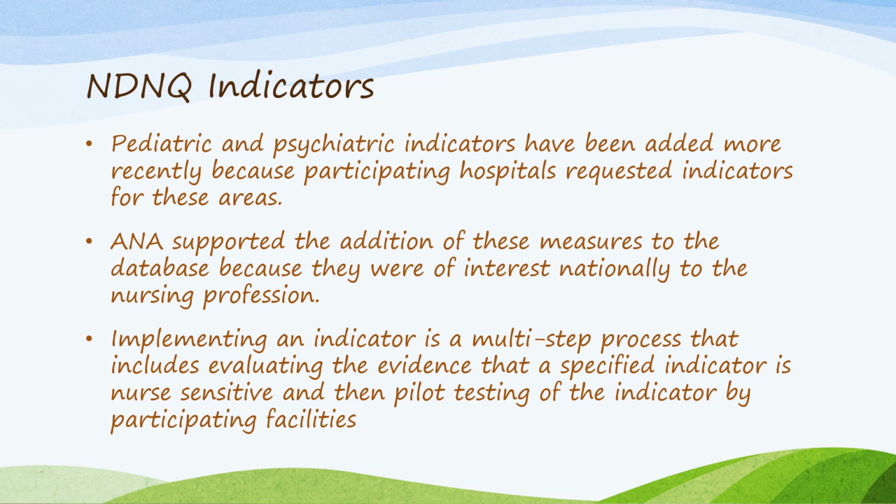So other indicators are pediatric and psychiatric indicators, and those have been added because participating hospitals like Butler have requested things that are more specific to their area of practice. And then they've added things to the database over time that were of interest nationally. And it's a multi-step process. All of these things are done by nursing research, done at a unit level or sometimes at a hospital level, and it's all outcome focused.